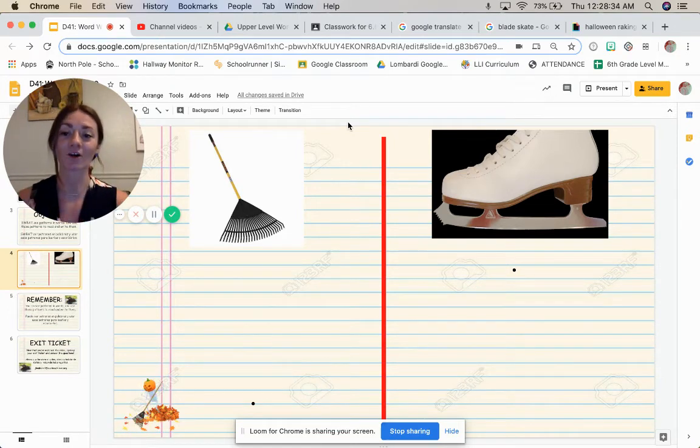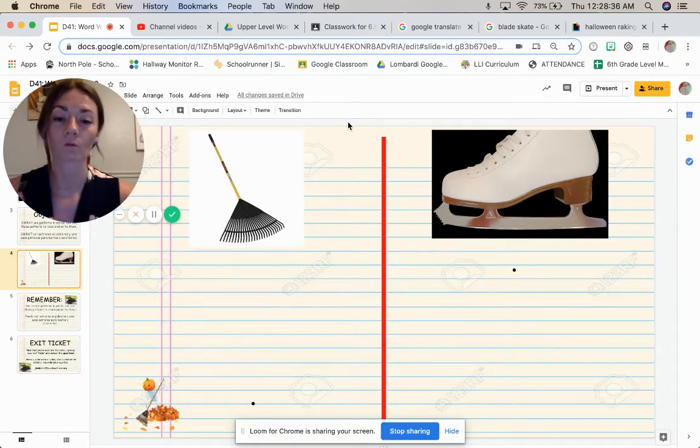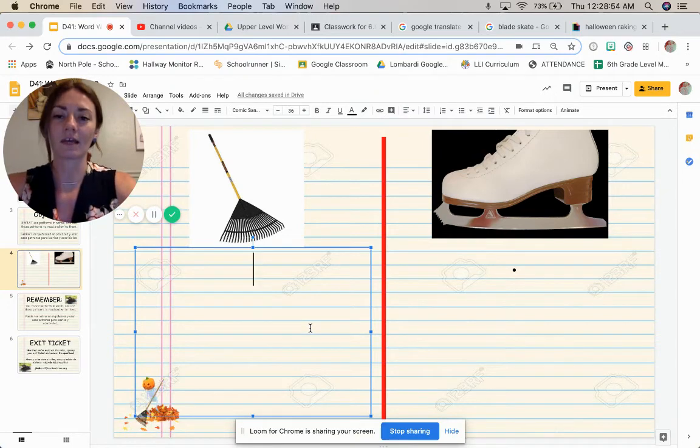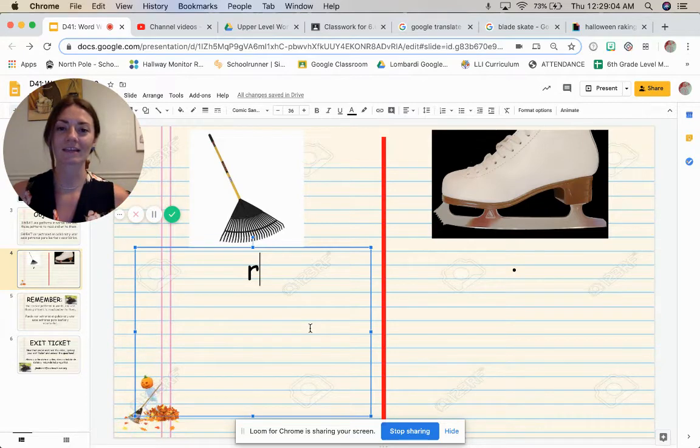Good. It is called a rake. Rake. How would I spell the word rake? Let's see. Rake. R. That sound is the R. Rake. What sound comes next? What do you hear me saying? Rake.